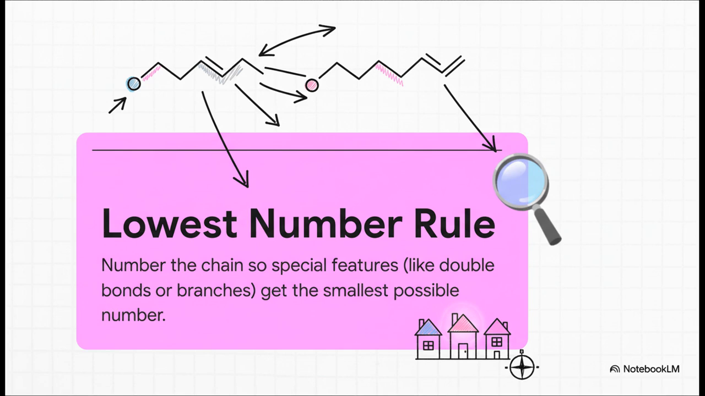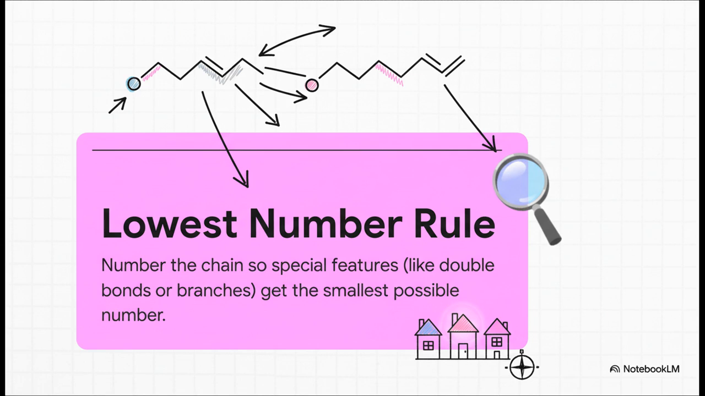Before we add anything else, we have to talk about the single most important rule in all of chemical naming, the lowest number rule. It's this simple. You always number the carbon chain starting from the end that gives any special features, like branches or double bonds, the lowest possible number.